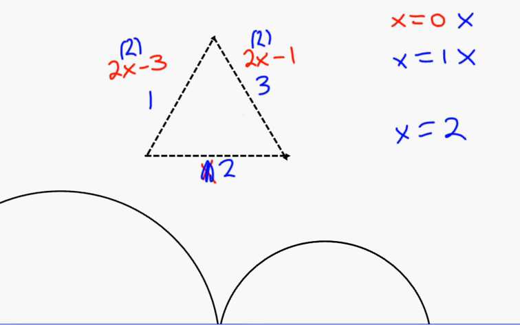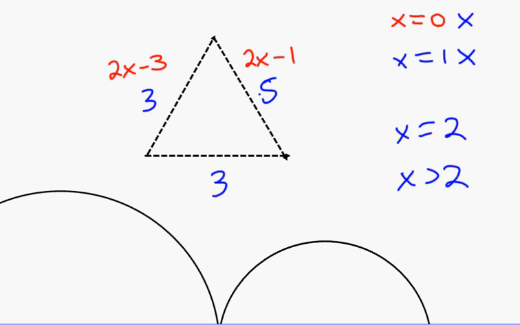That is a straight line. I need my x value to be bigger than 2. Pick a number bigger than 2 as an example. 3. Let's try 3. 2 times 3? 6. 6 take away 3? 3. 2 times 3? 6. Take away 1? And then finally, the other one is 3.